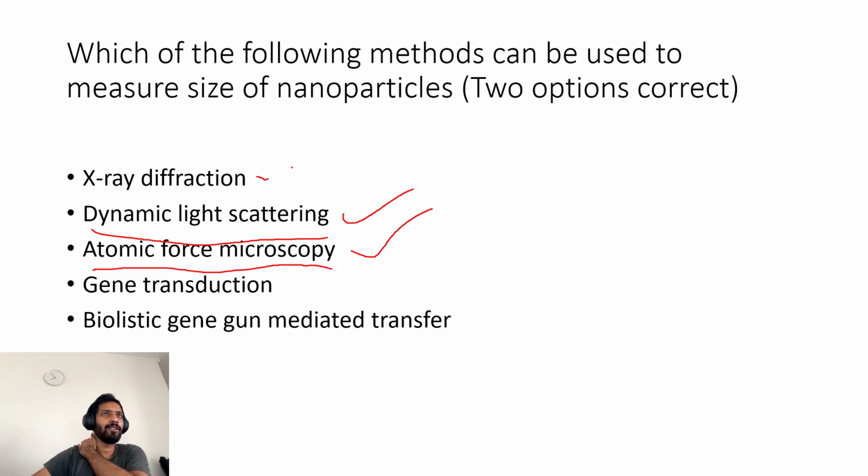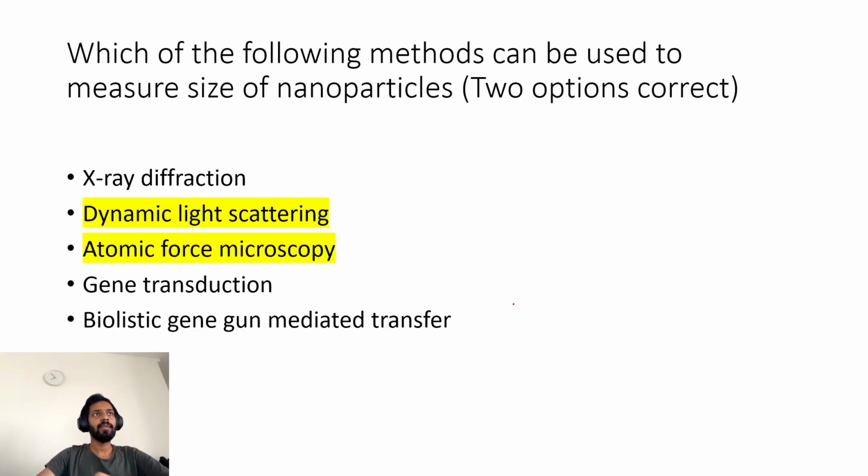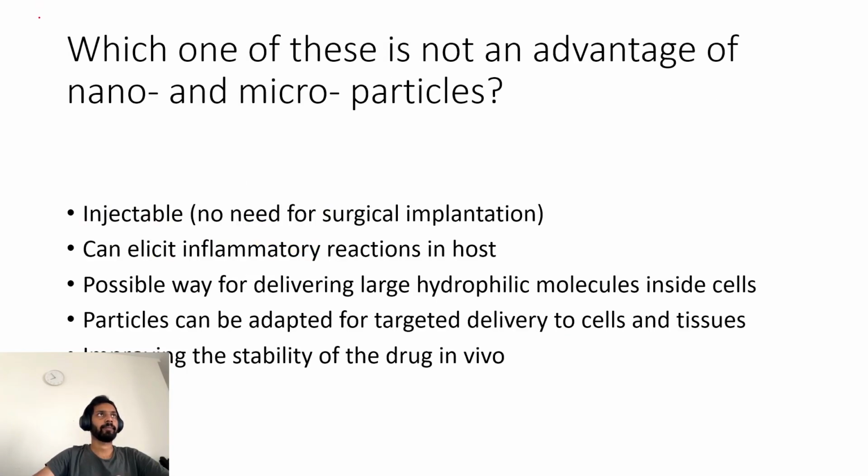With X-ray diffraction, the wavelengths of X-ray are quite large for them to be able to successfully measure the size of nanoparticles. And gene transduction and biolistic gene mediated transfer are something that are completely different, right? They're techniques to introduce foreign genetic material into cells. So those are not correct options. Yeah, so dynamic light scattering and atomic force microscope.